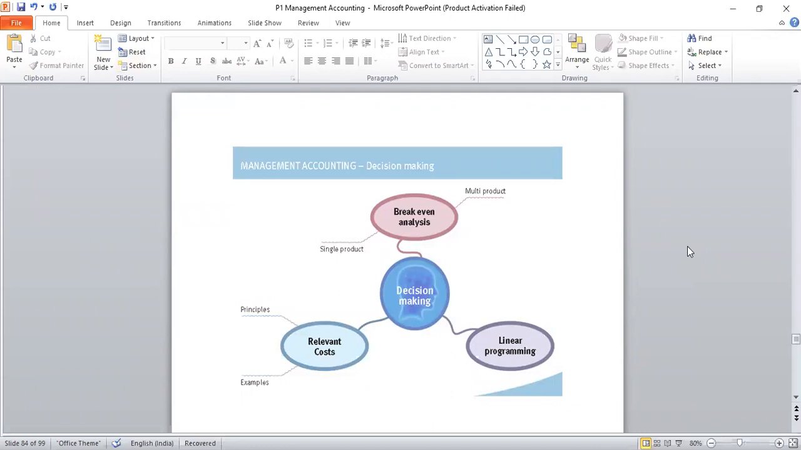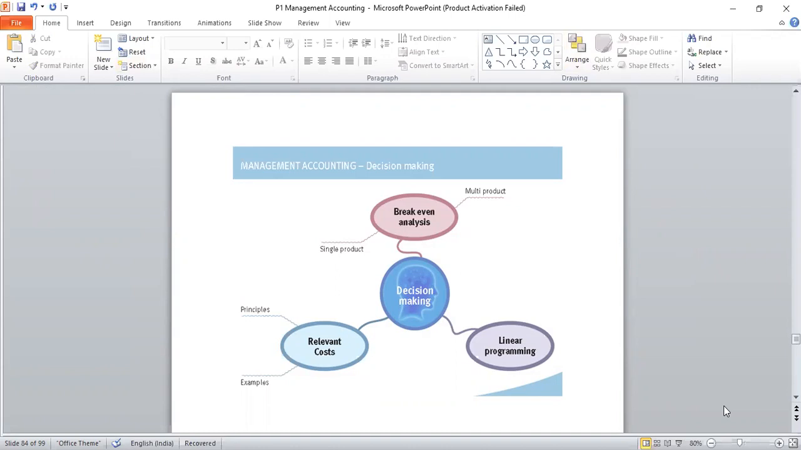So, what are relevant costs? First, we have to understand what is relevant. Relevance is in terms of decision making, so that we have to remember. Whenever we talk about relevant cost for decision making, there would be some influence of these costs on the decision making. That is the focus point there. Then we have the concept of break-even analysis.